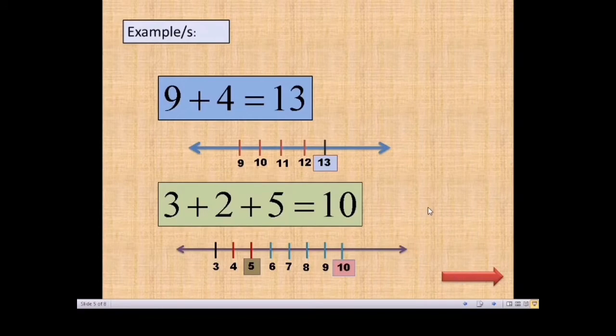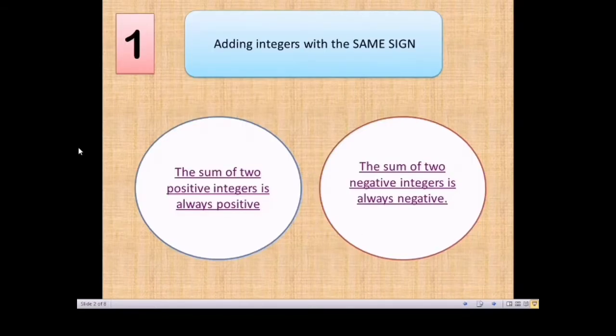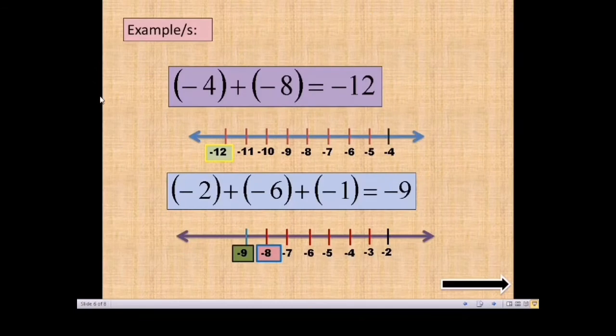It's easier to add this one because it involves numbers that have the same sign, the positive sign. But if we proceed to the next property, which is the sum of two negative numbers is always negative, maybe others will find it confusing and others will find it easy. So let's proceed to the example of the second property. We have here negative 4 plus negative 8 equals negative 12.